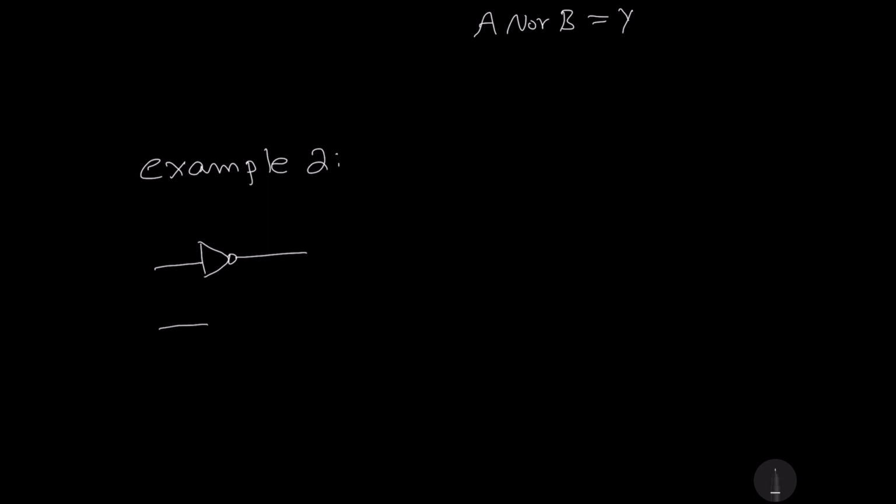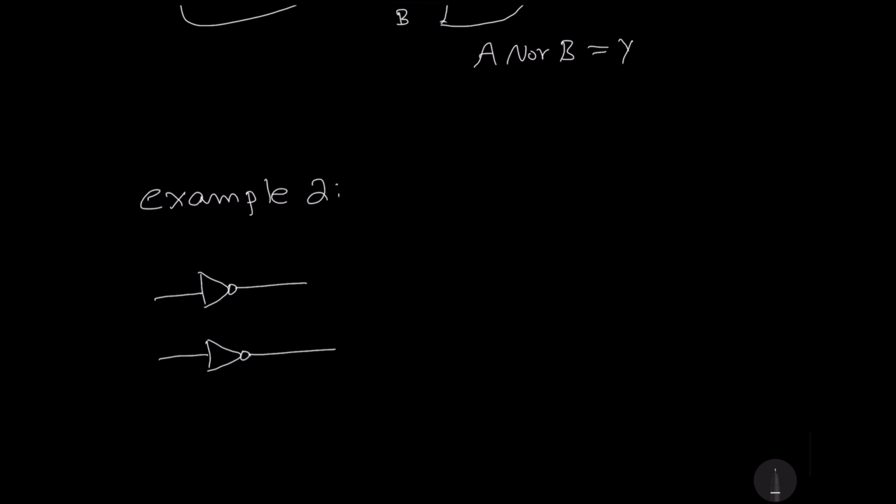Okay, that was one example. Let's move on to example number 2. When we add an inverter to the gate that we just created, we have two inverters, because we will be using the same exact gate that we created. We will add these two inverters to the NOR gate that we just created. We will still call the output Y.